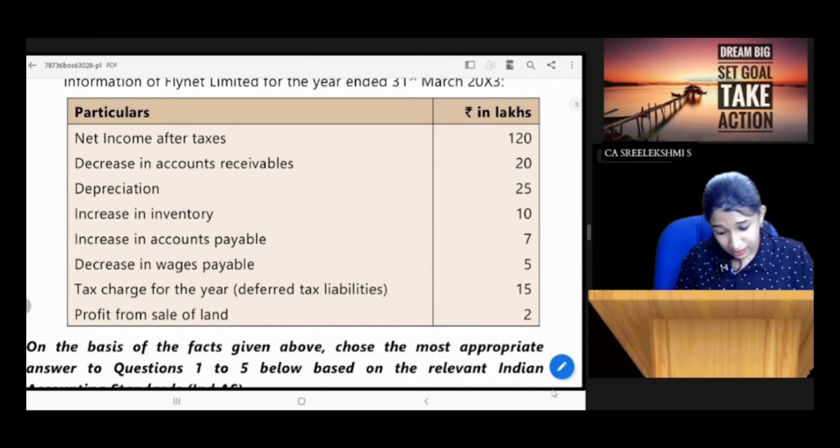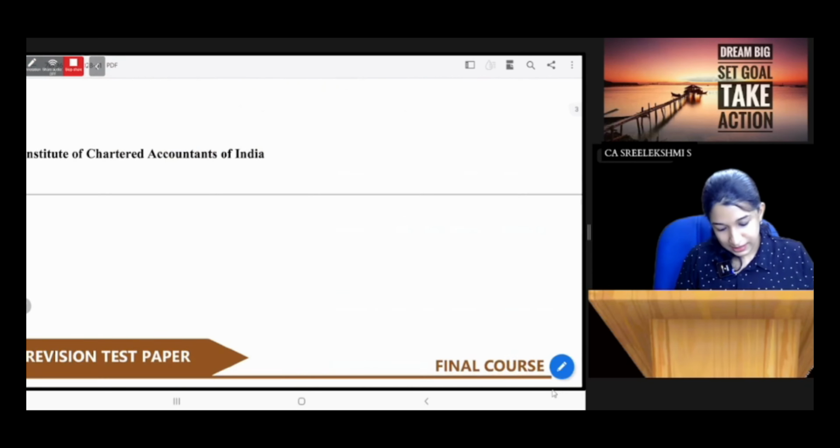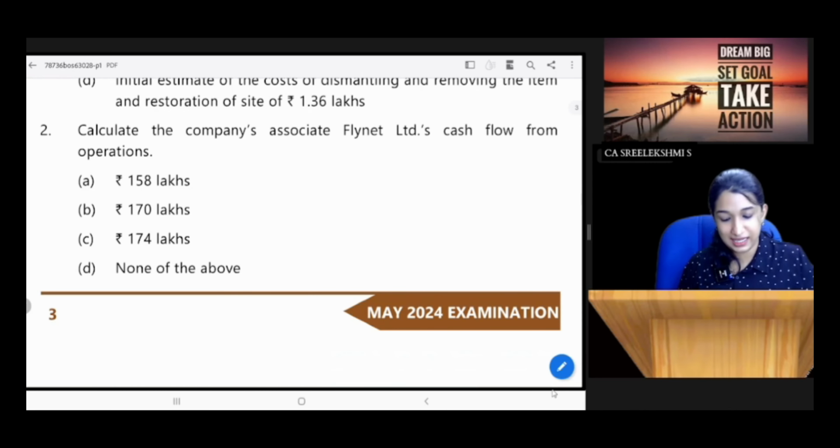120 plus 20 plus 25 minus 10 plus 7 minus 5 plus 15 minus 2. 170. Option B. 170 is the correct answer. Please check with the answer. You have the RTP. Please correspondingly check the answer. Okay, 170. Option B is the correct answer.